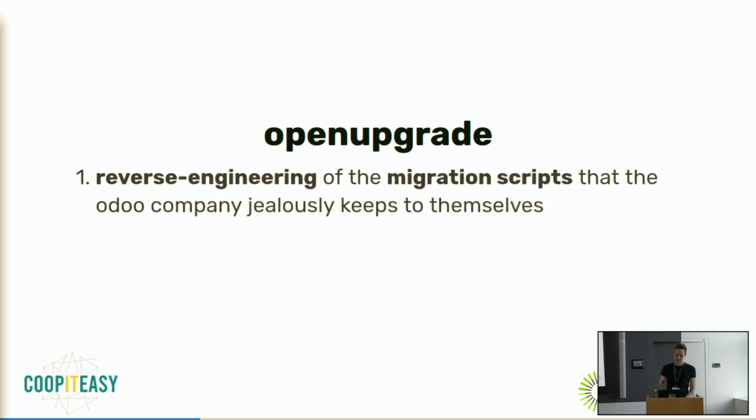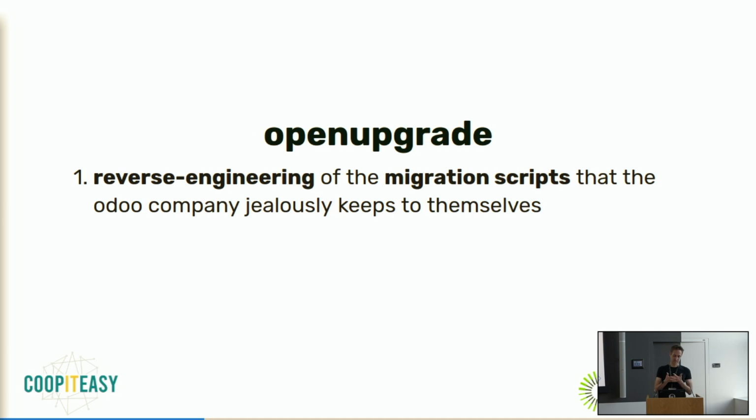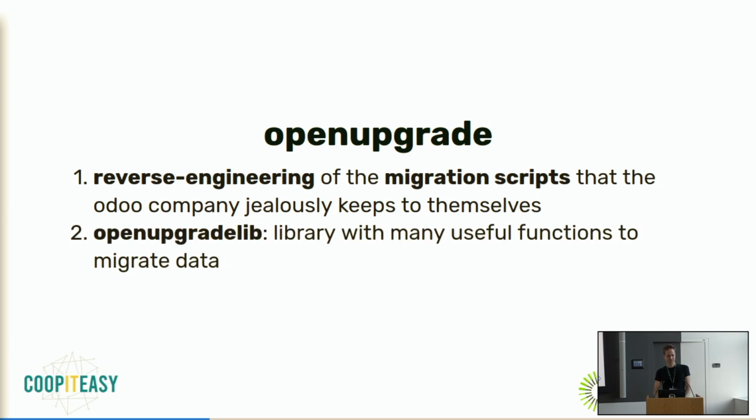So, what is OpenUpgrade? OpenUpgrade consists of 2 parts. The main part is a reverse engineering of the migration scripts that the Odoo company jealously keeps to themselves. And the second part is OpenUpgrade lib, which is a library with many useful functions to migrate data. And so OpenUpgrade does the same thing as the Odoo upgrade service, more or less, except it's free of charge, free software, and of course it works better.